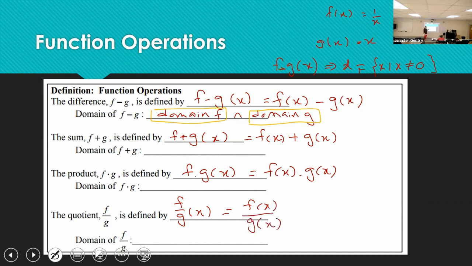Do you kind of see a pattern going on though? If you want to add, you add. You want to subtract, you subtract. You want to multiply, you multiply. Divide, divide. What do you think happens to those domains? Anybody? Nothing. So the answer for this one up here is the same for that one, and it's the same for that one.